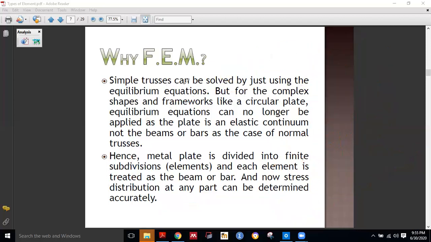So simple stresses can be solved by just using the equilibrium equation, but for complex shapes and frameworks like a circular plate, equilibrium equations can no longer be applied. So for complex shapes, we can't calculate anything, so we have to go for FEM. Hence, the metal plate is divided into finer subdivision elements and each element is treated as a beam or bar. Now stress distribution at any point can be determined accurately.